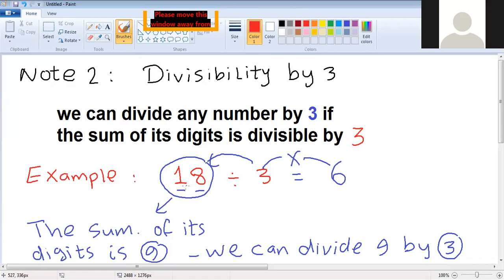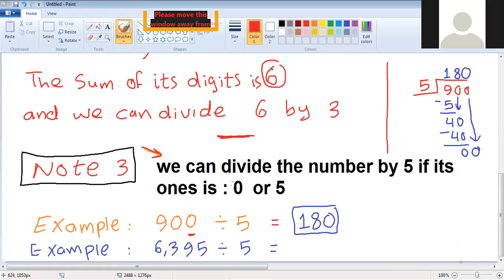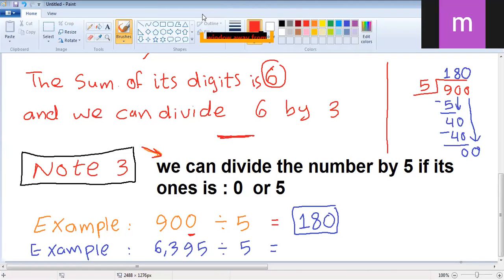For example, 18: 1 plus 8 is 9, and we can divide 9 by 3, so we can divide 18 by 3. Rule number 3: we can divide the number by 5 if its ones digit is 0 or 5. That's enough today about the rules. Now let me open this sheet to pick up some questions and try to answer them.